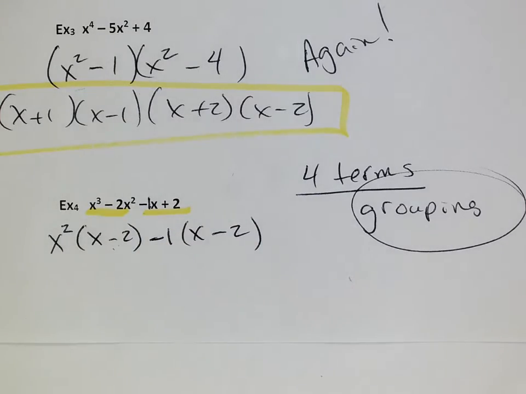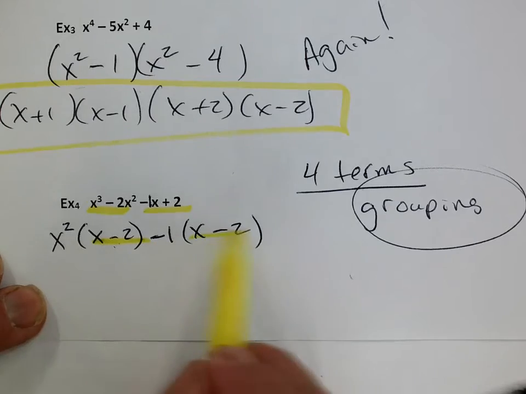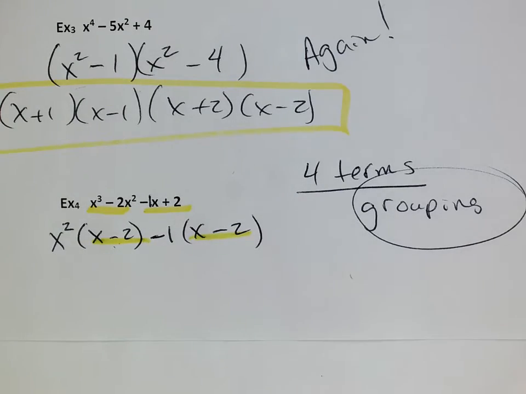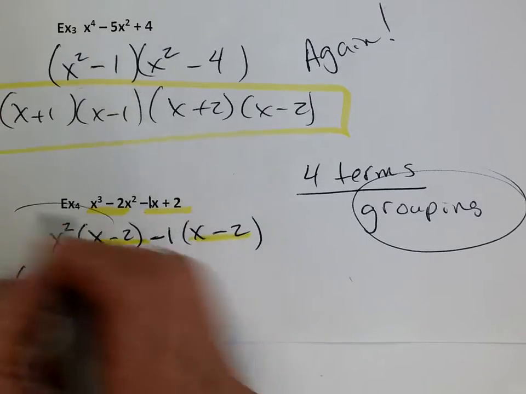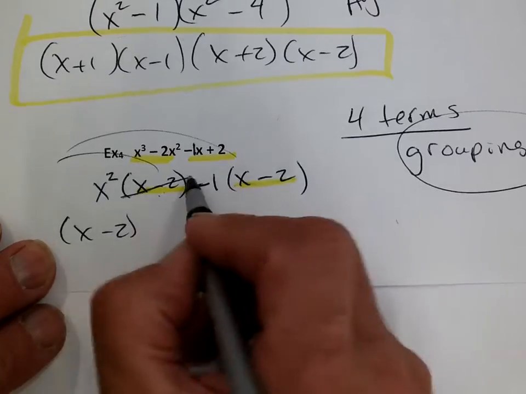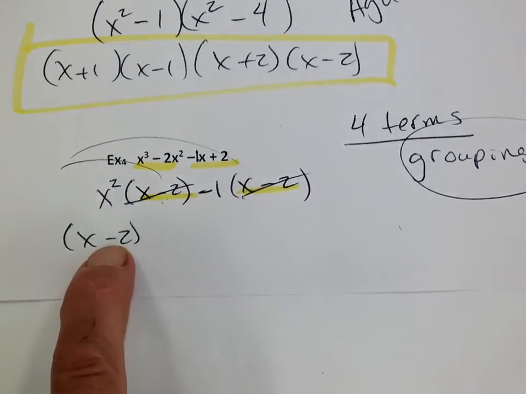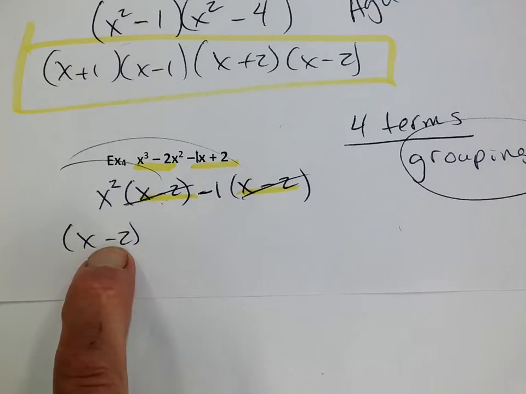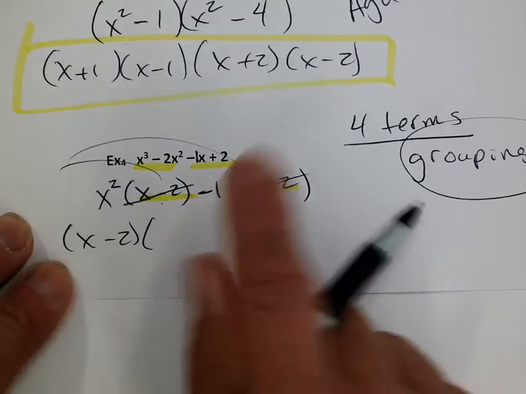So, when we did grouping, the next step was we factored again. We recognized that they both have an x minus 2 in common. So I'm going to common factor out that x minus 2. I take it out of both. What I like to do, so I don't get confused, if I've taken it out, I cross it out, okay? I'm taking it out, put it right there. Now, what's left over is an x squared minus 1.